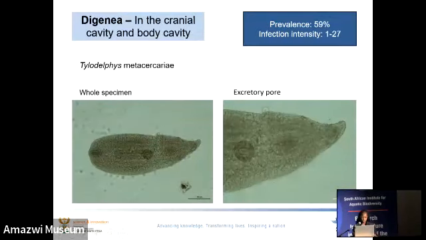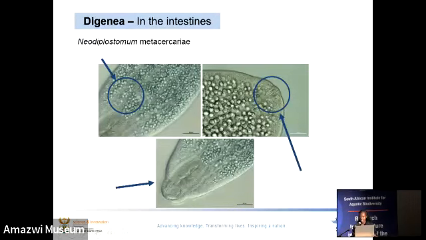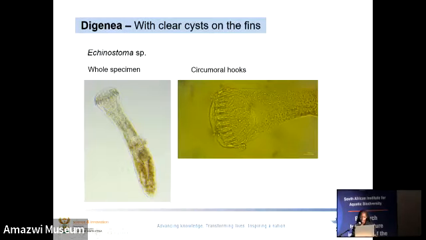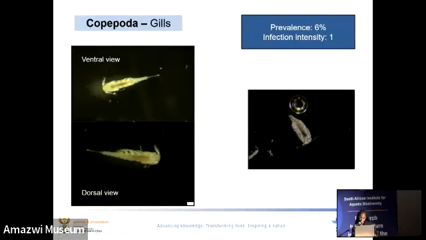Three digenean species were found, with a highest prevalence of 59% and infection intensity ranging between 1 to 27. The first digenean was found in the cranial cavity and body cavity, the Tylodelphys metacercaria, and we have its whole specimen and excretory pore. Second, found in the intestines is the Neodiplostomum metacercaria, and we have the representatives of its ventral sucker, oral sucker, and holdfast organ. The last one was found with clear cysts on the fins, the Echinostoma. We have its whole specimen and circumoral hooks. Lastly, we have the copepoda found on the gills, and we have its ventral view and dorsal view.